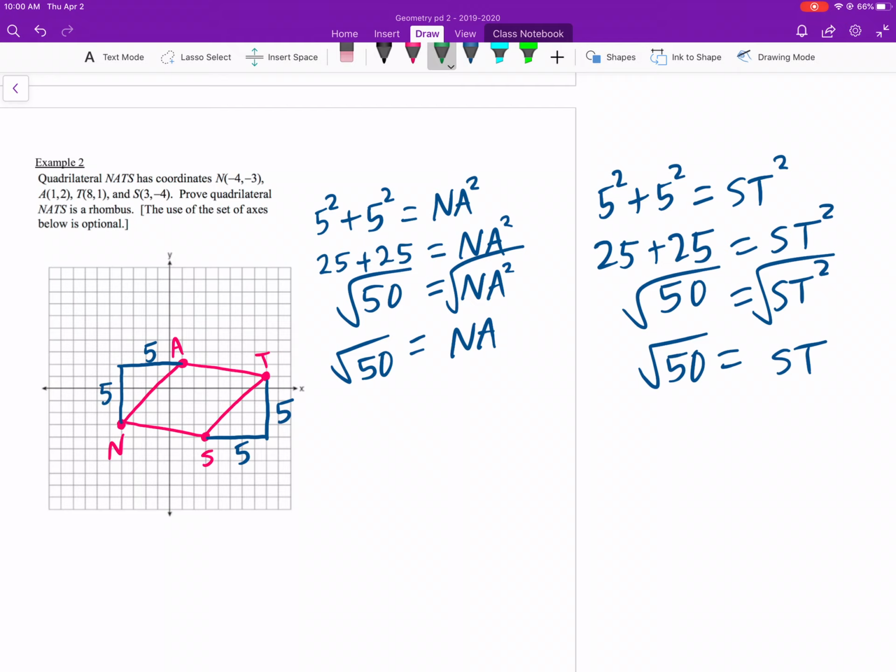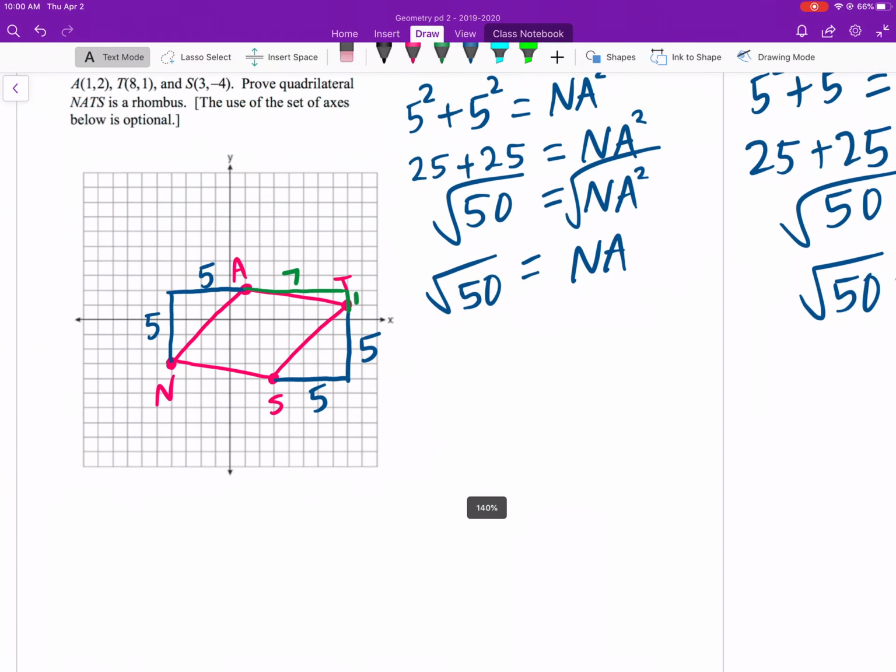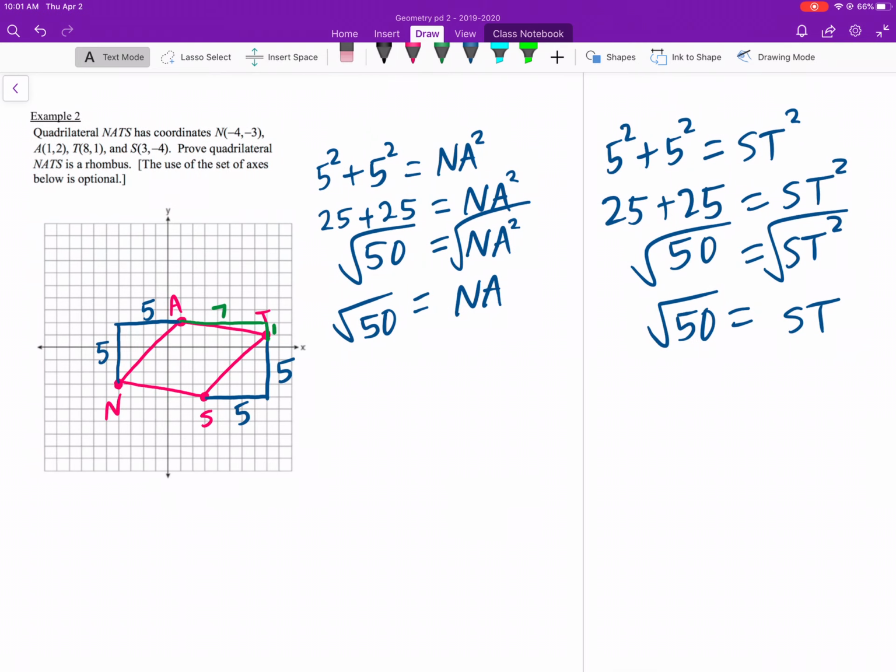Now let's see what happens for AT and NS. Making a right triangle around AT, be careful, will look like so. Those dimensions are a little weird here. This is a side length of 1, and now going from up top, 1, 2, 3, 4, 5, 6, 7. Okay, it's a length of 7. So now you might be thinking, it's different dimensions, 1 and 7, so we're not going to end up with radical 50. It might be different.